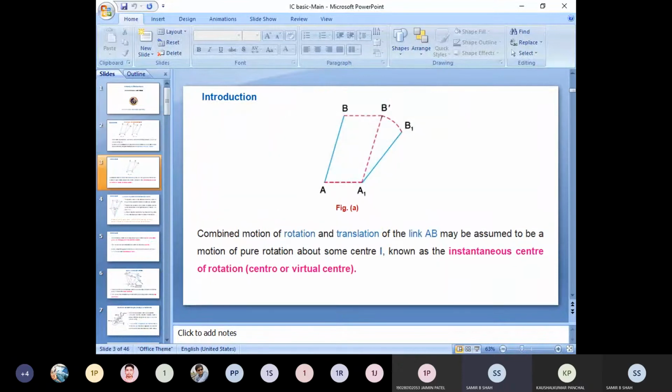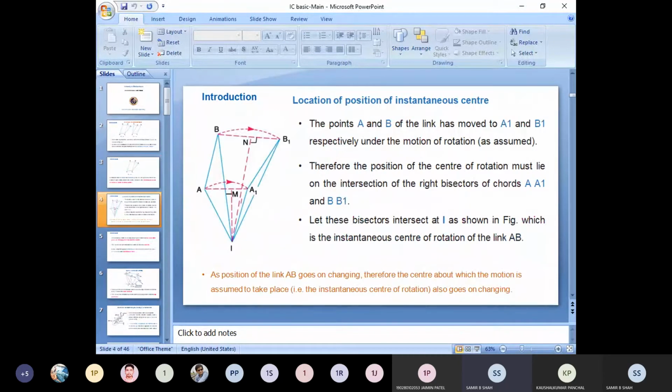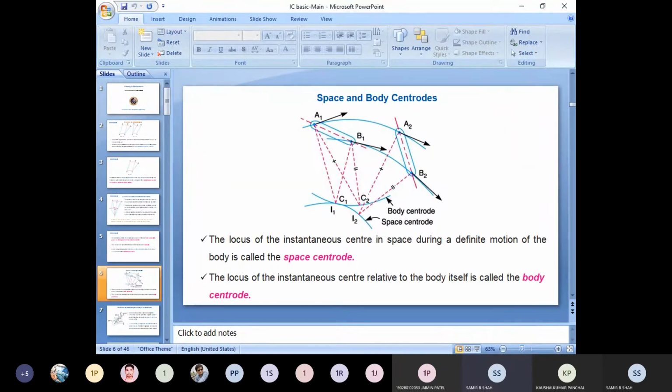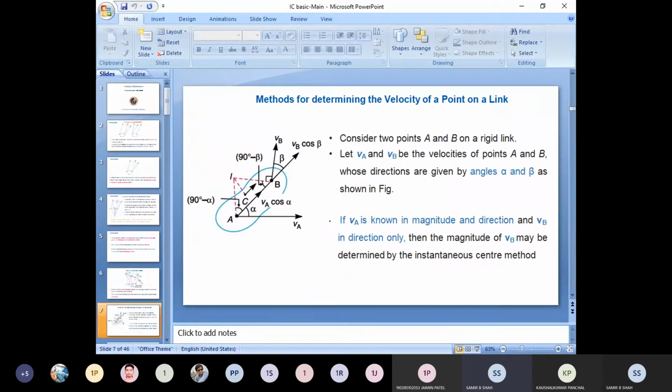is there. Then we prefer the IC method, where we discuss what is centrode, what is axode, what is IC axis, and in the same way we consider two bodies and find the body center and space center also. After that, we take one rigid body, and on that body we assume one link, and on that link we are just finding the I center of that two points.